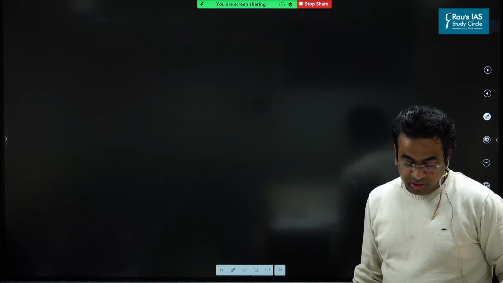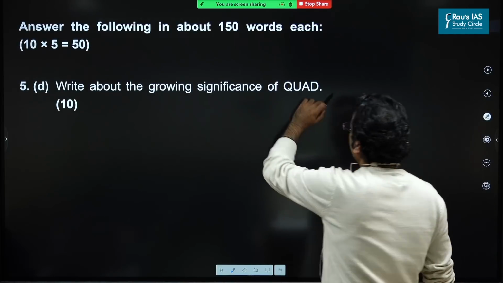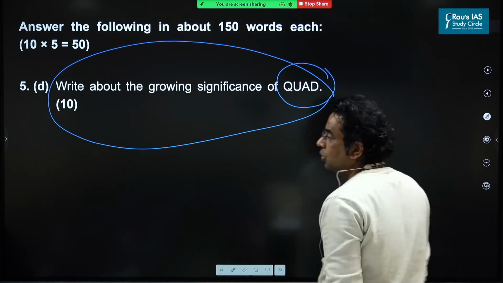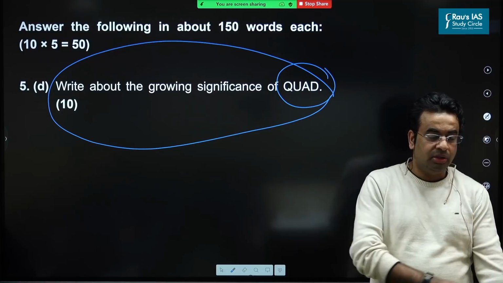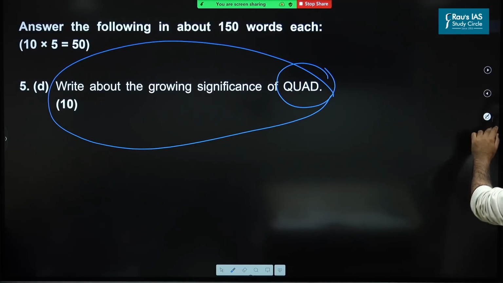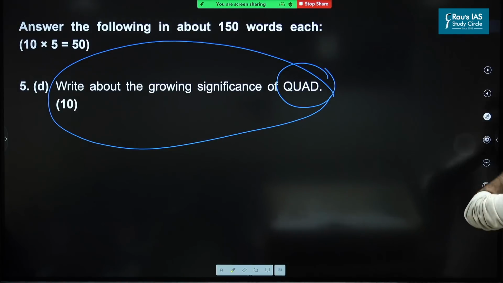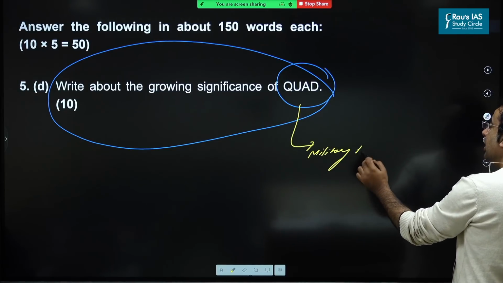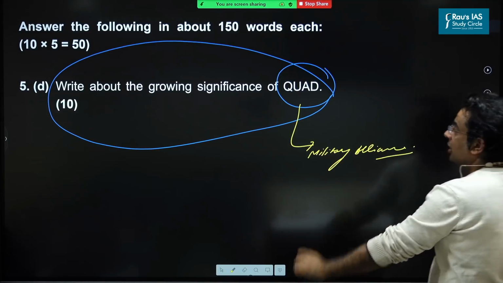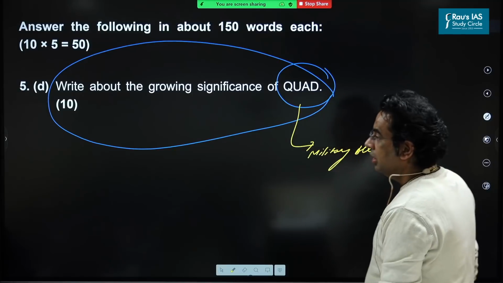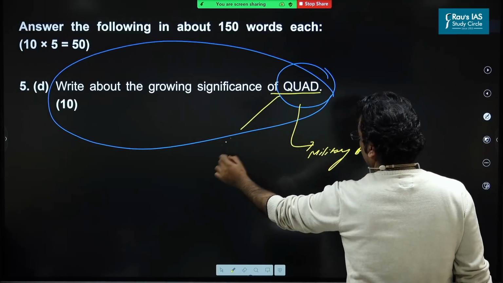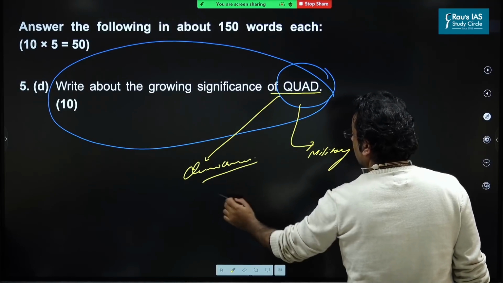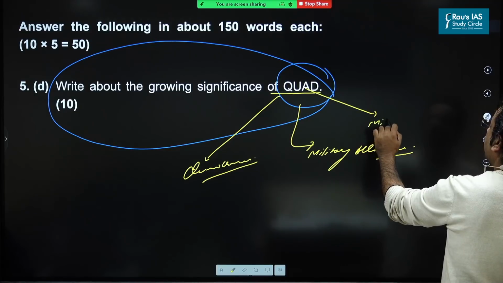Write about the growing significance of Quad. But here, you can only write about the growing significance if you understand what Quad is. Because for many years, India resisted accepting Quad as a military alliance. The question is, can we now say Quad is a military alliance? When the US proposed Quad, the US stand was that it's an alliance of democracies. The government of Japan openly accepted it as a military alliance.